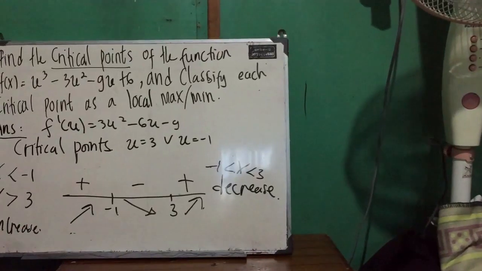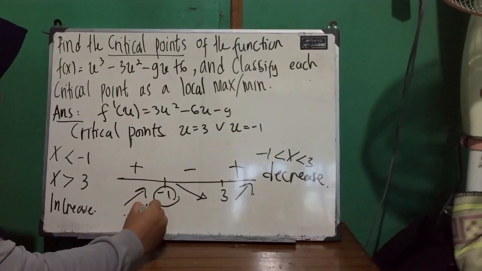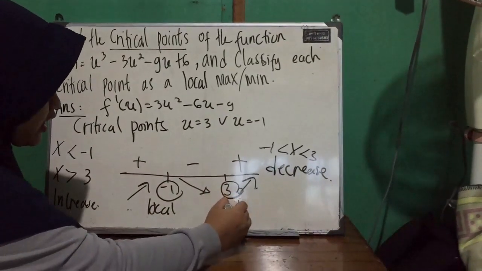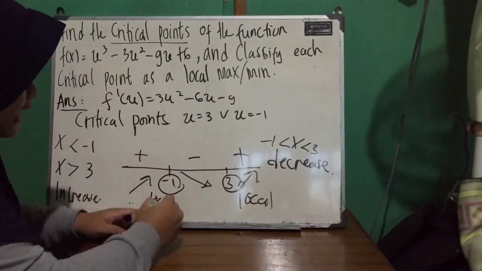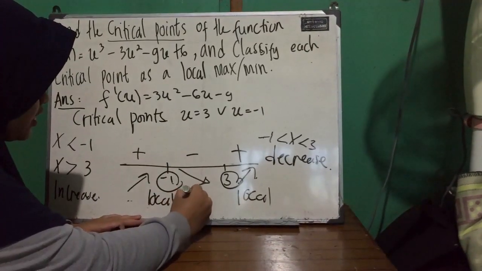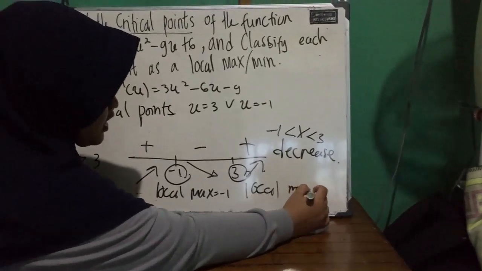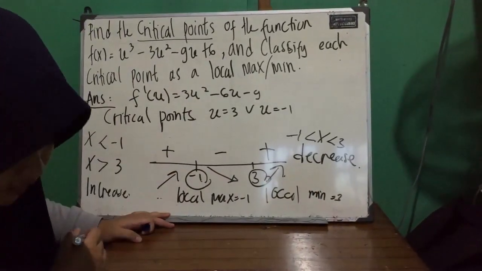Okay everyone, so that's it for the explanation. From here, minus 1 is a local max and 3 is a local minimum. Where is the local max? The local max is at minus 1. The local minimum is at 3. Okay, everyone?